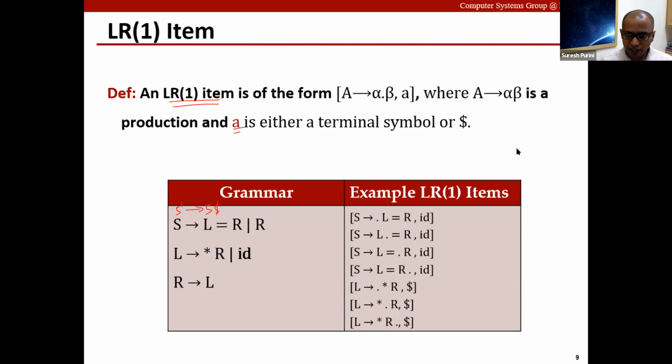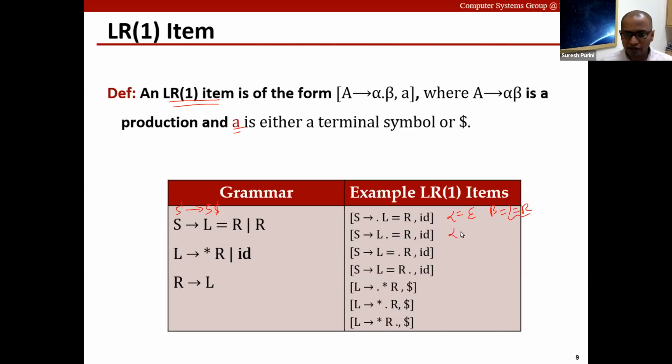So example LR1 items are here. You have a substitution rule S goes to L equal to R. You put this dot at the beginning, which is allowed. In this particular case, alpha is equal to epsilon and beta is equal to L equal to R. Sorry, this equal to means, yeah, you know what it is. And A is ID.